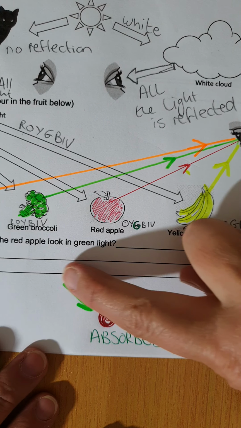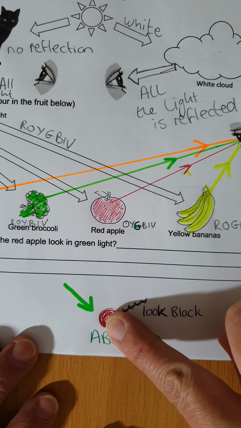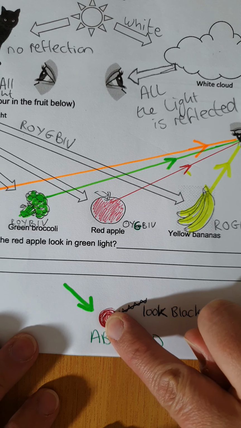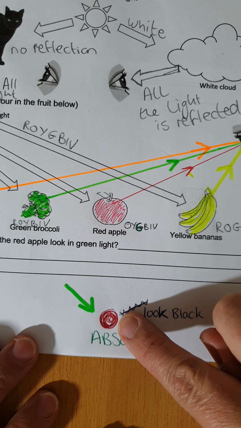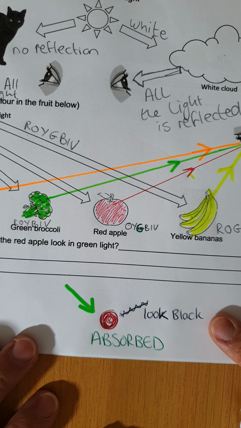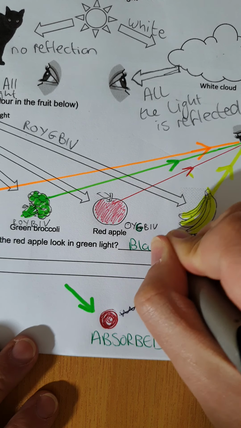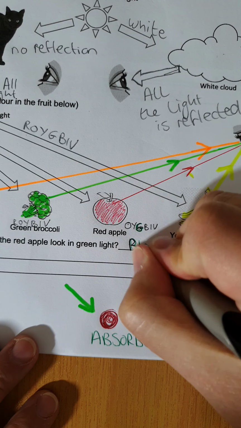So only red would reflect off of the red apple. In a green light only, that green is going to be absorbed. That means no light is reflected off of it and it will look black. And I write it in green. So that was very confusing now. Okay, black.